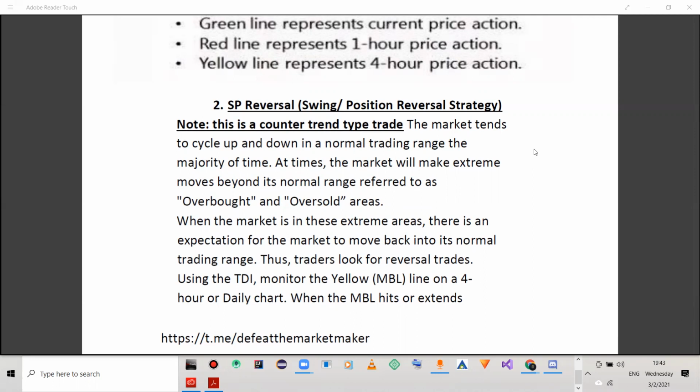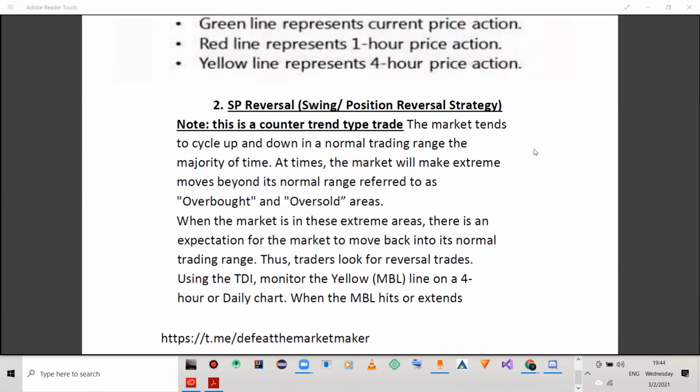So this video is on the second part, the second strategy that is gotten out of the TDI, and that is the swing position reversal strategy. This part of the strategy is known as the counter trend type trade.